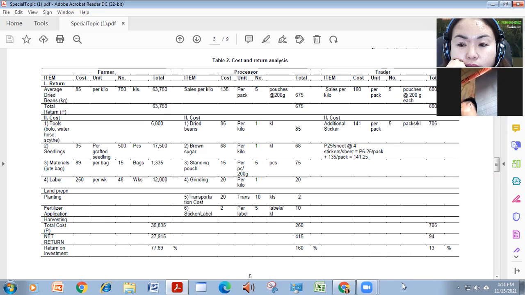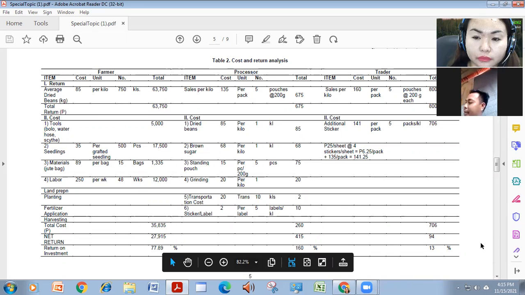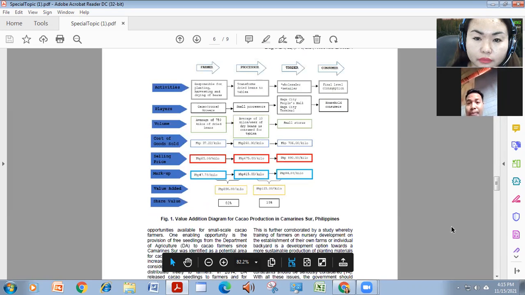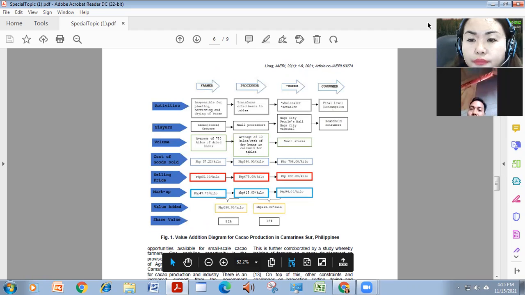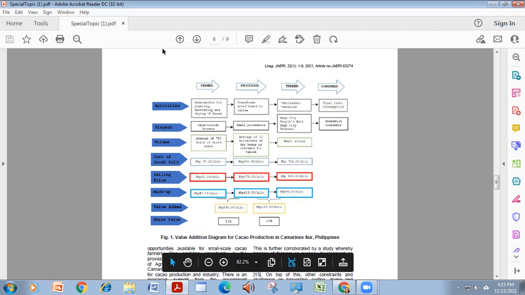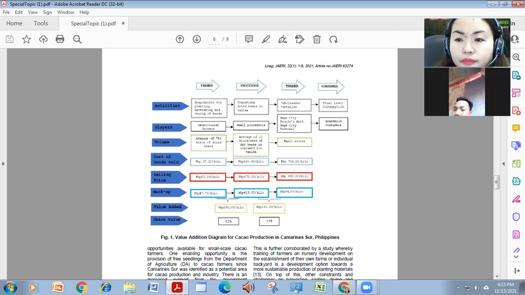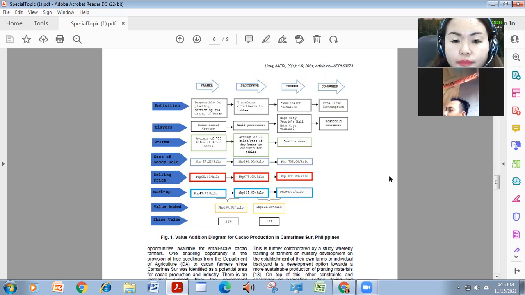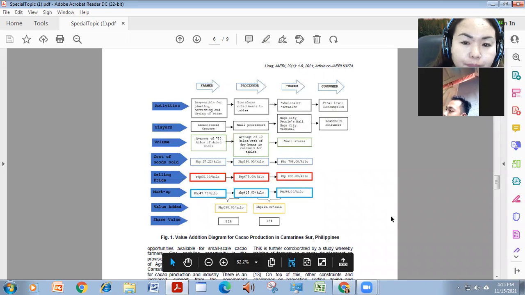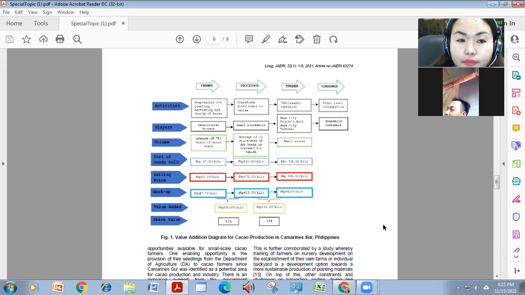We will not discuss the unclear additional diagram. About the flow in the diagram, first are the farmers, then the processors, traders, and consumers. The farmers are responsible for the planting, harvesting, and drying of beans.